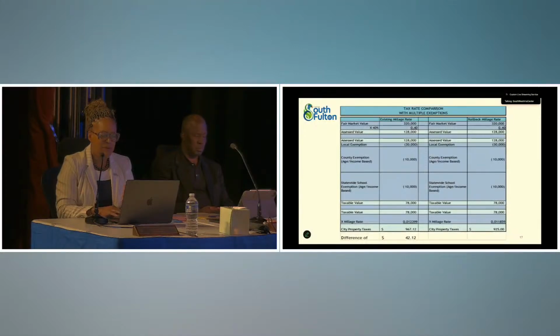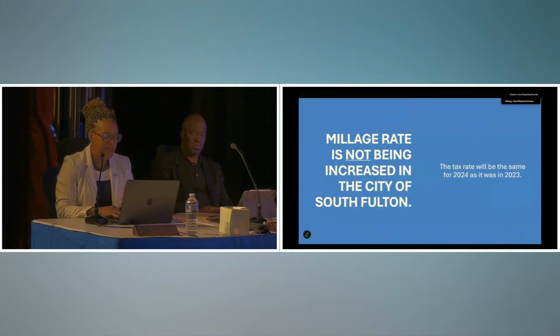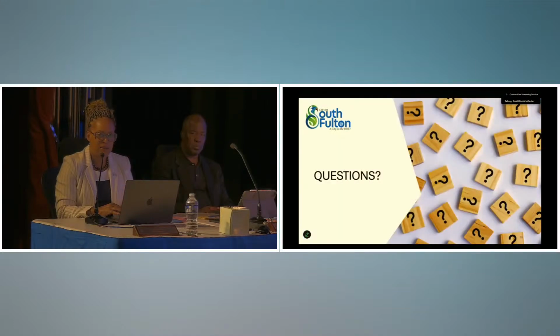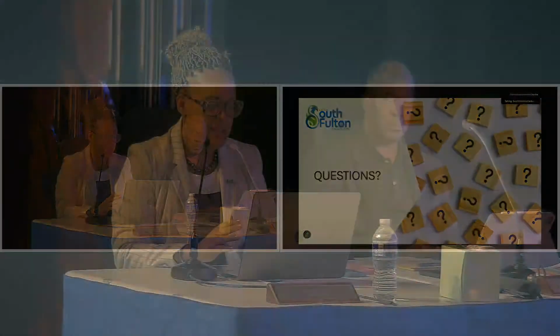So once again, we are recommending that we keep the millage rate the same. Year over year, obviously, this is the first of 3 public hearings. Mayor and council make the ultimate recommendation decision, but staff's recommendation is we retain the millage rate the same for 2024 as we did in 2023. And with that, I'm subject to your questions.